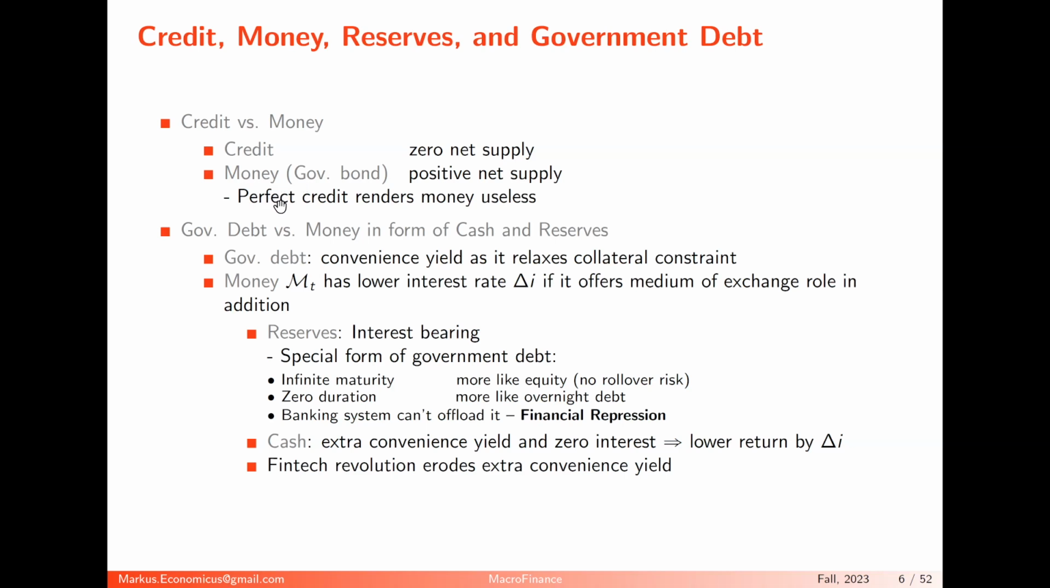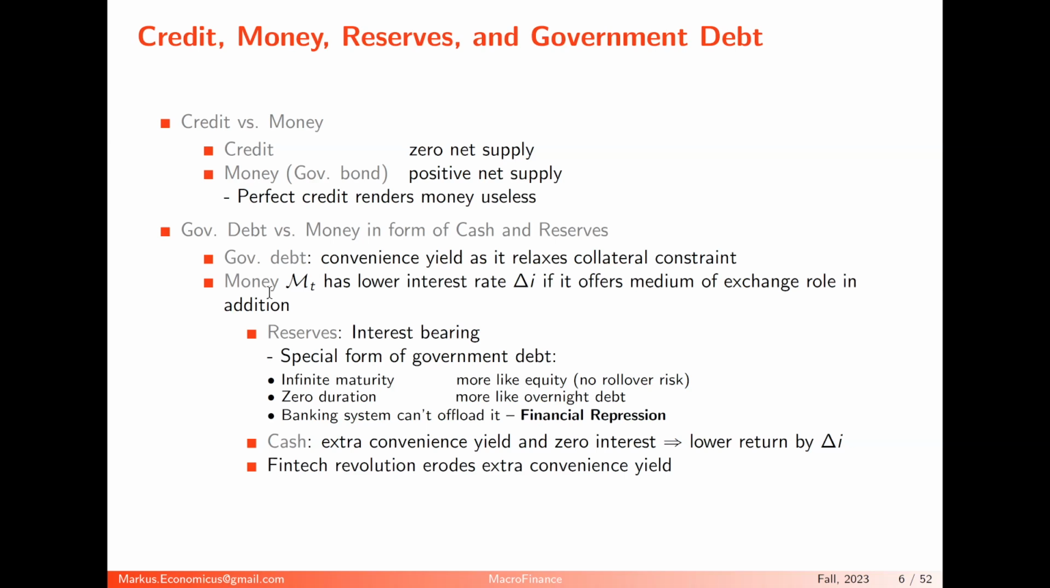There's also a sense that if credit works perfectly, if there are no frictions at all, and if credit can already overcome this double coincidence of wants, then there's no role for this narrow form of money. Government debt typically, and we will not do that, yields also a convenience yield because it relaxes some collateral constraints. Often US treasuries are particularly good in serving as collateral. While money offers a lower cash flow interest payment, because it offers the medium of exchange role in addition. And as I said, reserves are money.